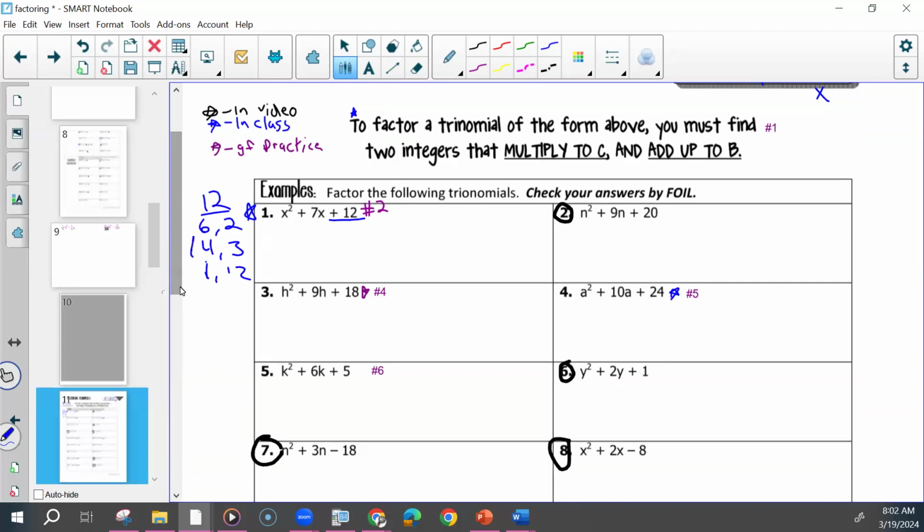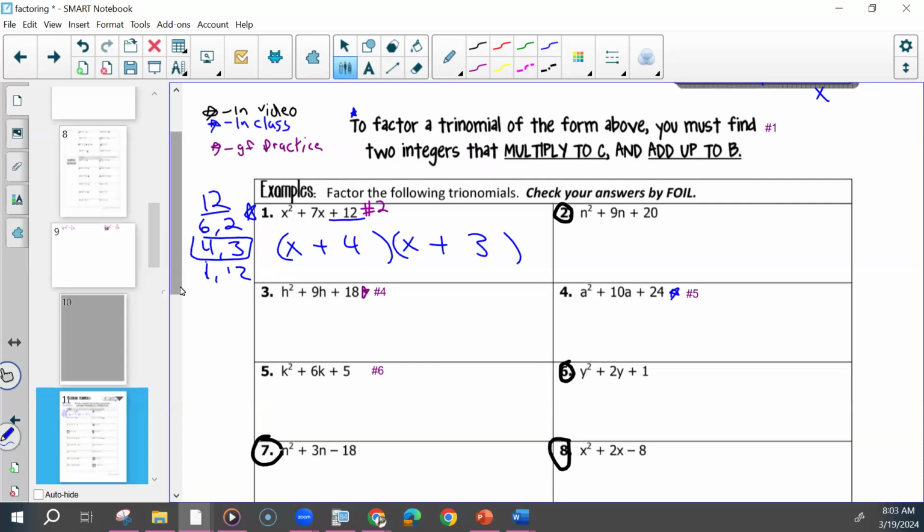4 and 3. So we're going to make 2 sets of parentheses. Whatever the variable is going to be just x first in both, kind of like your difference of squares. But then the 2 numbers you found, if they're positive, you put plus, and then whatever the number, and then the same thing in the other one. So x plus 4, x plus 3.